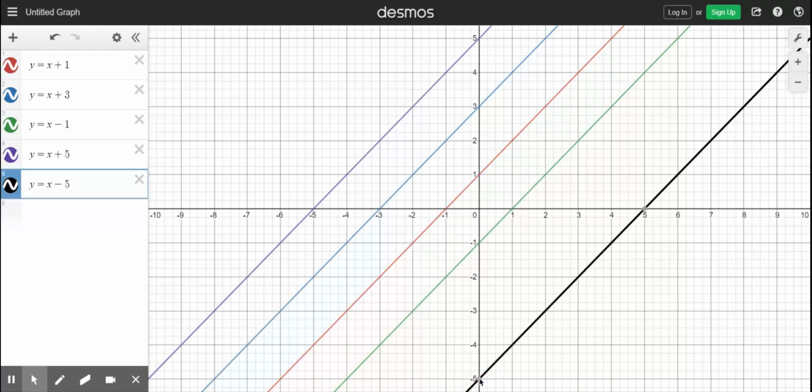So changing the b in your equation will cause a translation in the graph. If you increase b, it will move your graph up that many units. If you decrease b, it will move your graph down that many units.